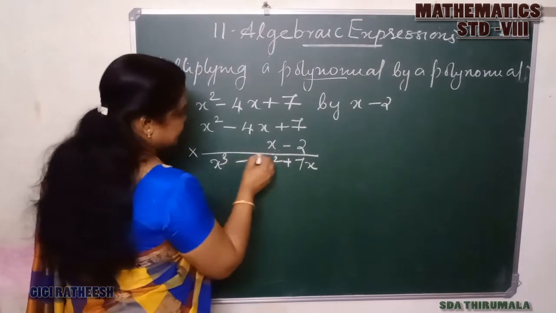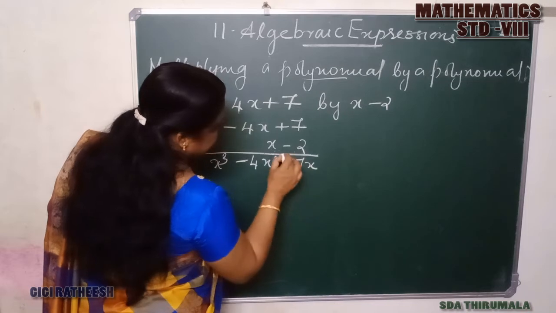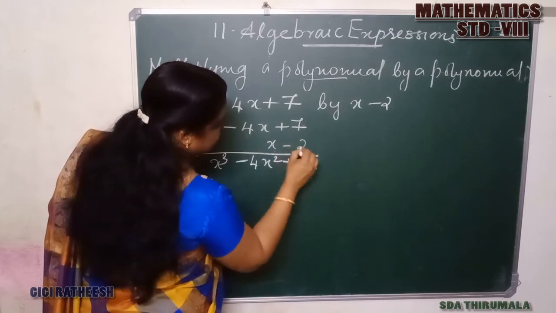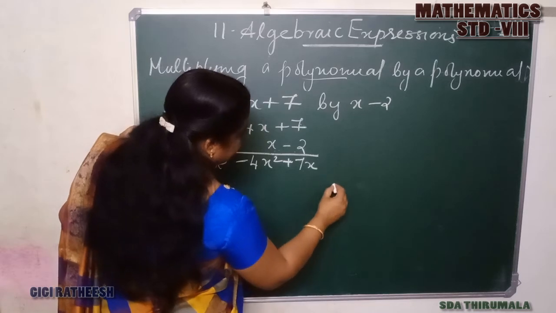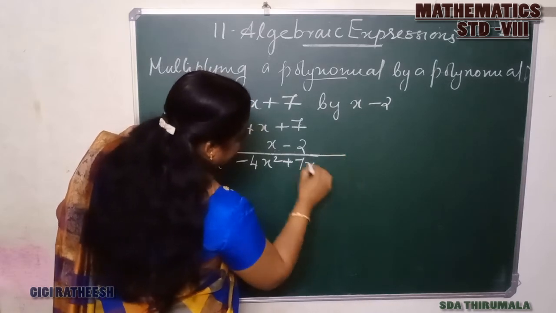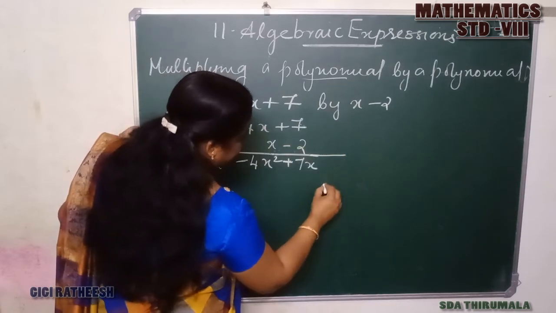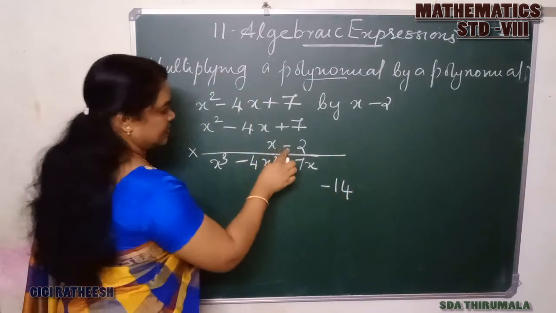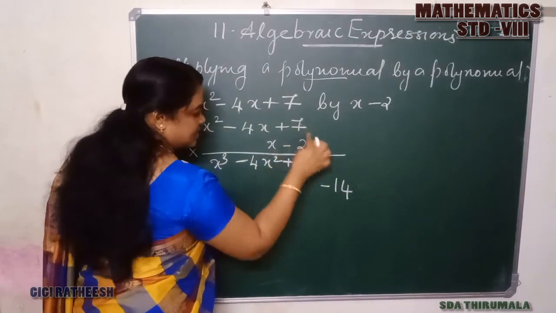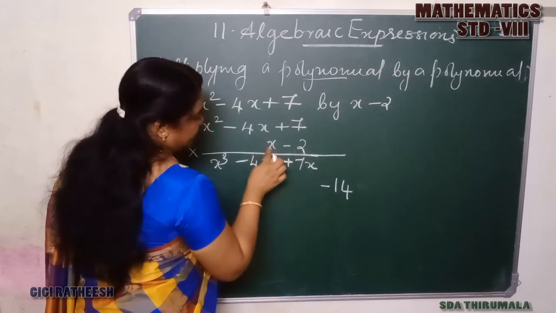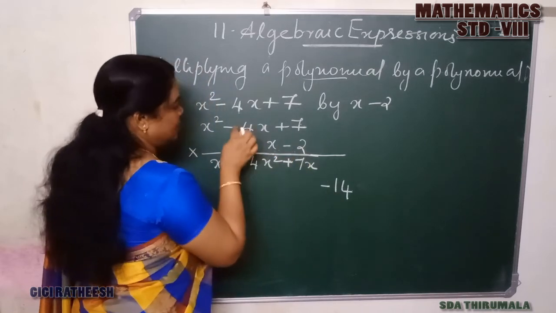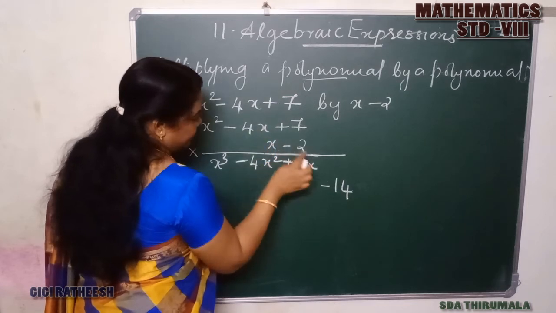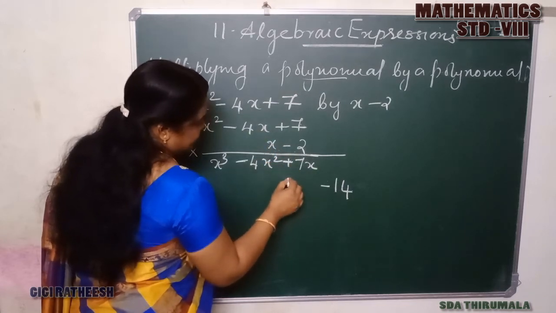And the second step is multiplying with minus 2. Minus 2 into plus 7 is minus 14. And after that, minus 2 into minus 4x: minus 4 into minus 2 is equal to plus 8.